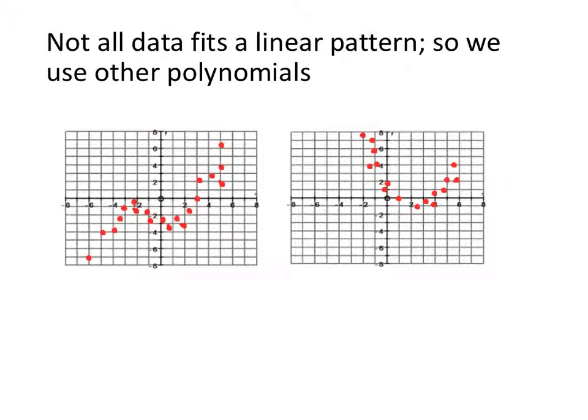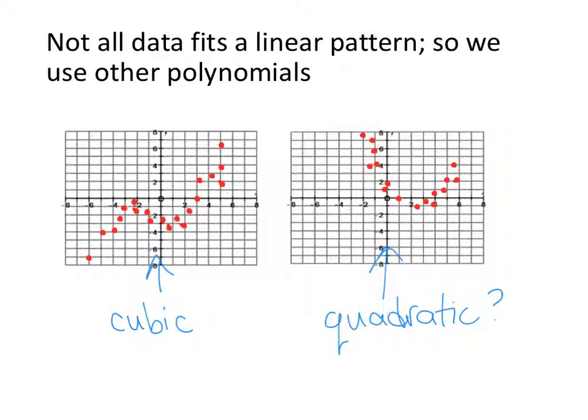From our work at the start of the unit, we've seen that not all scatter plots show a linear pattern, so we're going to need to use other polynomials. For example, this first scatter plot looks cubic. The second scatter plot looks U-shaped, so it's probably quadratic. But then again, that could be one of the two vertices of a cubic function, so we need to discuss how we decide what kind of model to use.